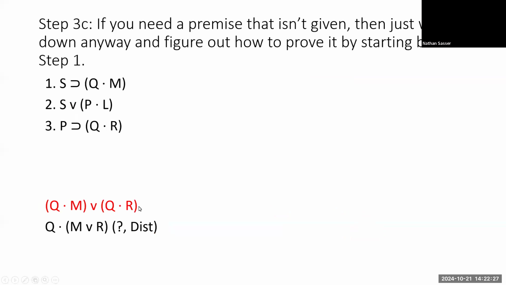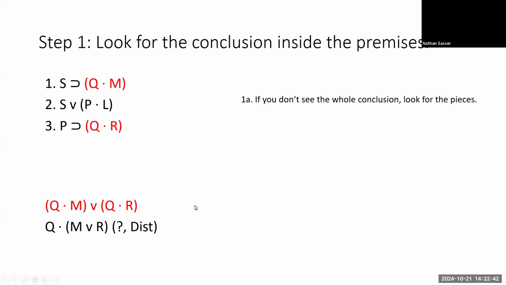This is the premise which I need in order to infer my final conclusion by distribution. So I'm just going to go ahead and write that down. And this takes me back to the beginning of the process, as usual. Now my question is, how am I going to get this premise, this disjunction, right?